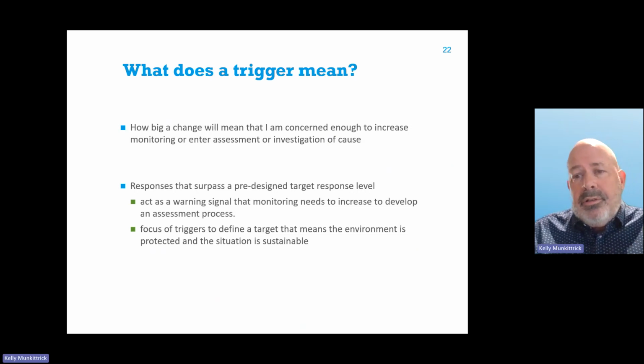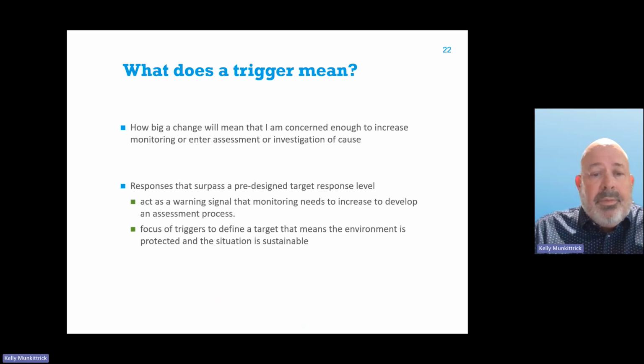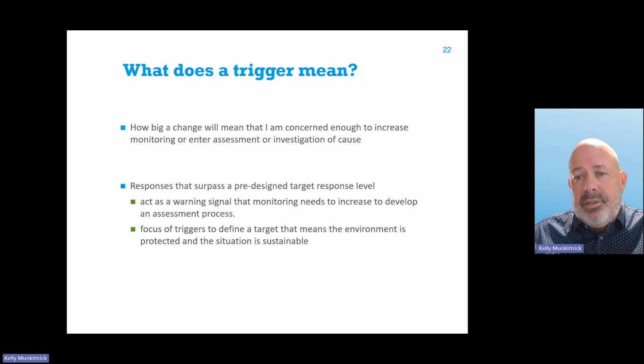So we use triggers to move between tiers of effort. The trigger is how big a change will mean I'm concerned enough to increase my monitoring or enter some sort of assessment or investigation of cause. Responses that surpass a pre-designed target response level act as a warning signal that monitoring needs to increase and an assessment process needs to be developed. The focus of triggers is to find a target that means the environment is protected and the situation is sustainable.